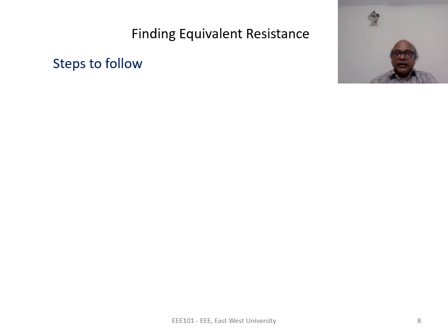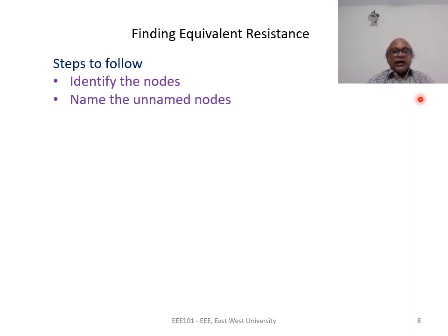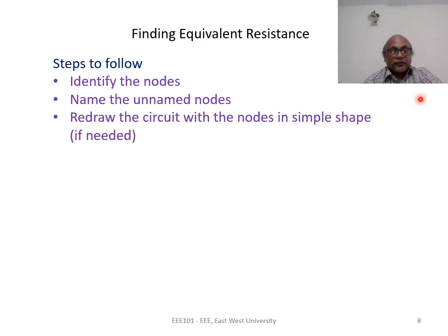Okay, so there are some steps we will follow in finding the equivalent resistance. I can summarize the steps in this way. First, we will identify the nodes. Then we will name any node which is unnamed in our original circuit. Then we will redraw the circuit with the nodes in simple shape if needed. If in the original circuit no node is in a complicated shape, then this step is not necessary.